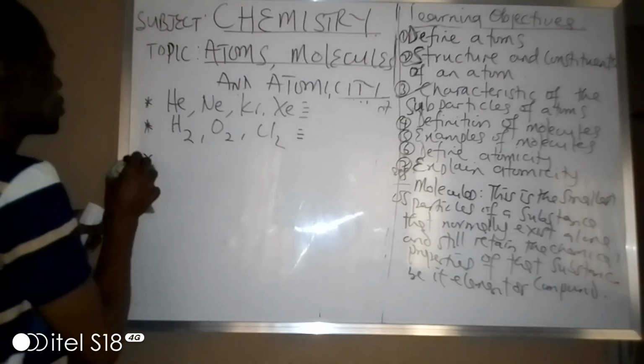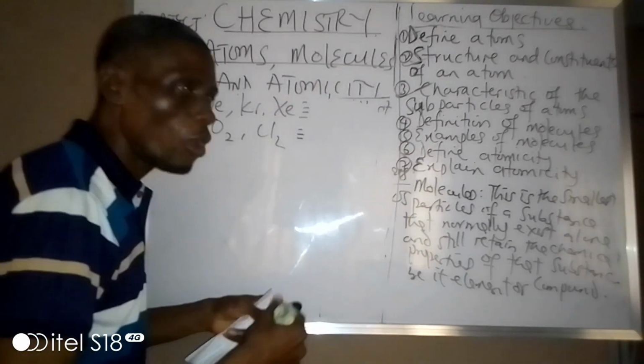Okay, so these ones also are molecules. The third category is in the form of compound. Your molecule can be in the form of what? Compound. Example, H2O, HCl, hydrogen chloride. If you look at H2O, H2O is a molecule. Why? It consists of two atoms of hydrogen and one atom of oxygen.